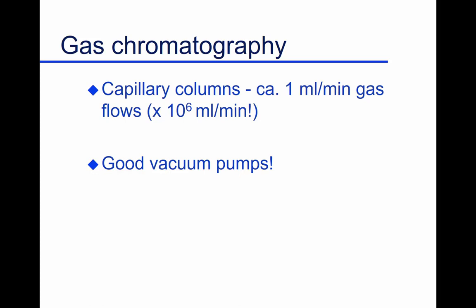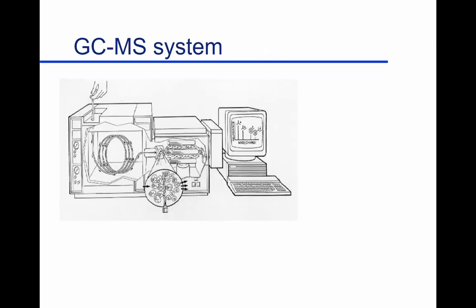Capillary columns, well, here's the example. The ideal capillary column from a gas chromatograph may have 1 mL per minute gas flowing through it. That turns into 10 to the 6 mL once it's in the vacuum. So we can pump 1 mL out pretty easily. Can we pump 1 million milliliters out in a minute very easily? Well, yes, we can through the use of these pumps. We need good vacuum pumps.